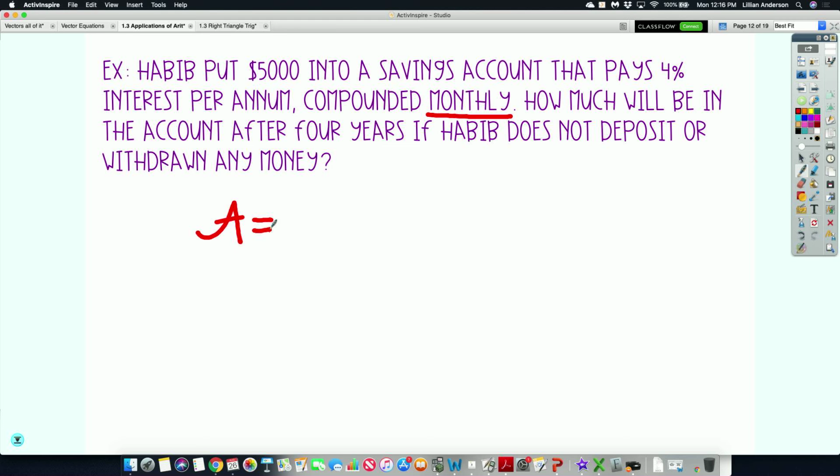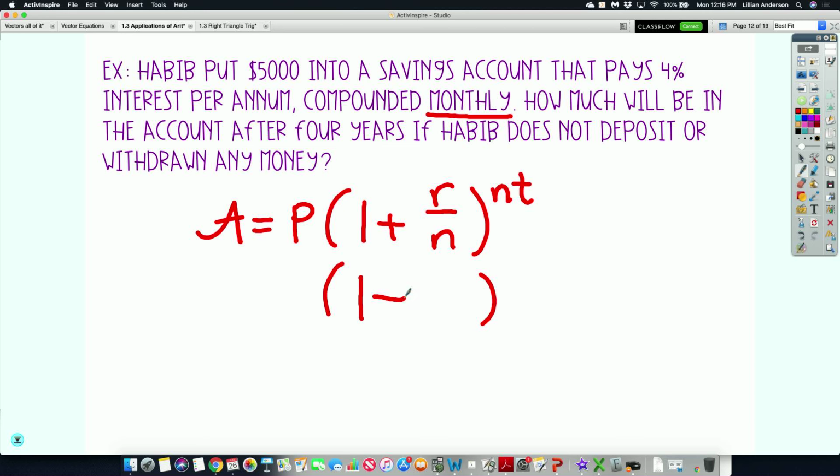So we need to use the formula where N this time does not represent years, it represents what? The number of compounding periods. So, what's the number? 12. So that goes in 2 different places. What's my rate? 0.04 because it needs to be as a decimal. And what's my time? 4 years. How much does he initially invest? 5,000.